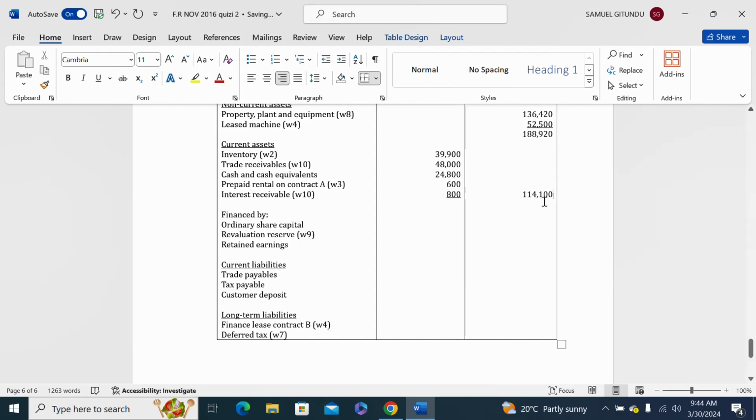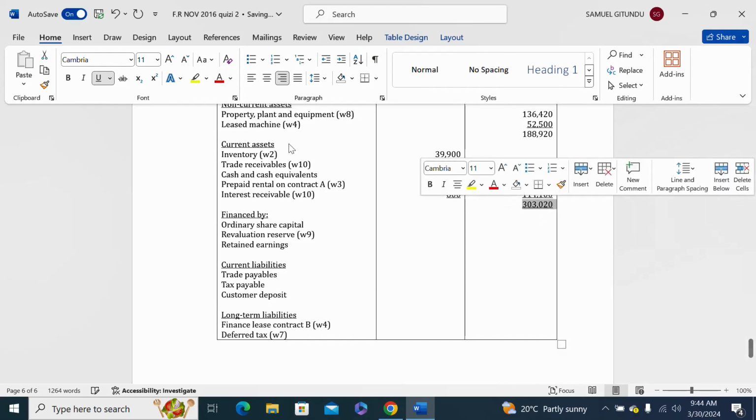So we add current assets to the non-current assets to get the total of the assets. So the total of the assets, I'm getting 303,020. That is 303,020,000.